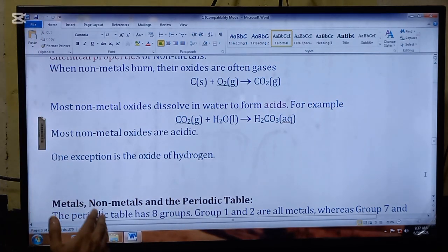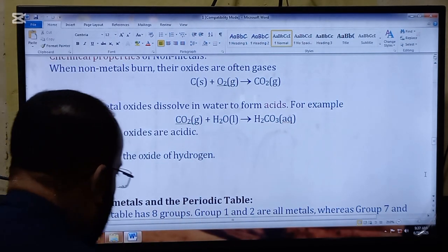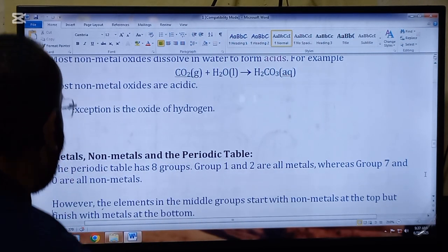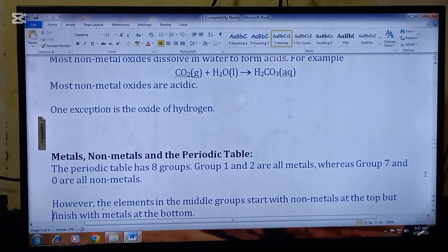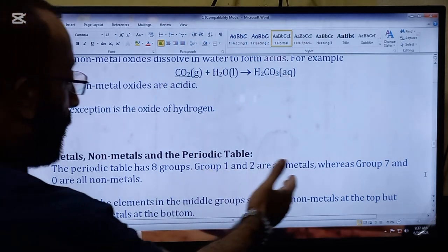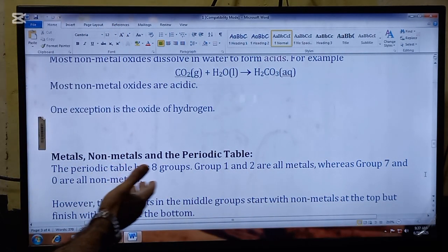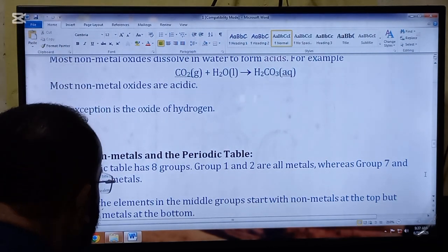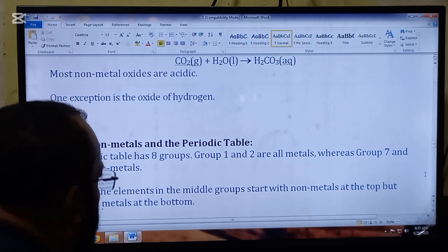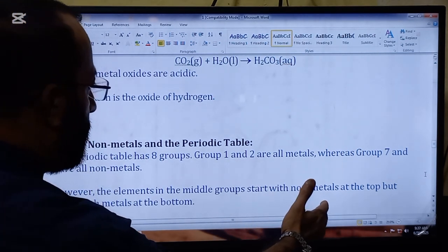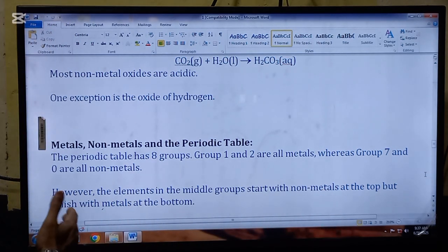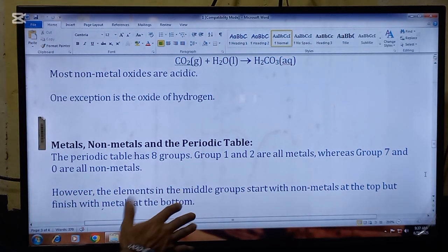Okay, metals, non-metals, and the periodic table. The periodic table has 8 groups. Groups 1 and 2 are all metals, whereas groups 7 and 0 are non-metals. However, the elements in the middle groups start with non-metals at the top but finish with metals at the bottom. This is a very important point.